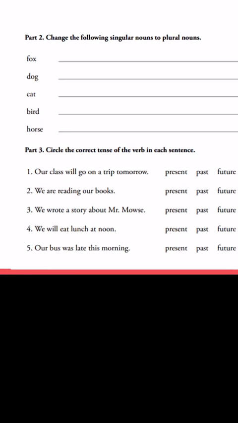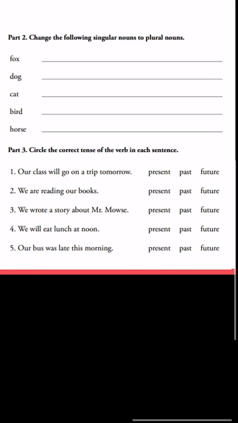Okay? All right, once you're finished with part 2, moving on to part 3, you're going to circle the correct tense of the verb in each sentence. So number 1, our class will go on a trip tomorrow. Are they talking about something in the present, now? Something that already happened in the past? Or something that's going to happen, the future? What do you think? Our class will go on a trip tomorrow. If you said future, you're correct. So you're going to circle future. Okay, some key words that made me think that happened in the future are will and tomorrow. Those are all future words.